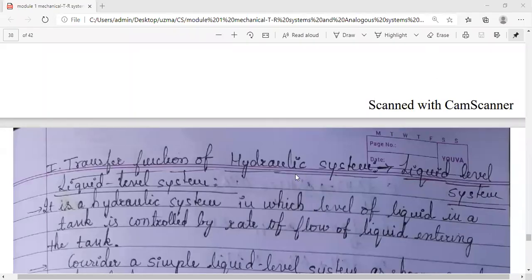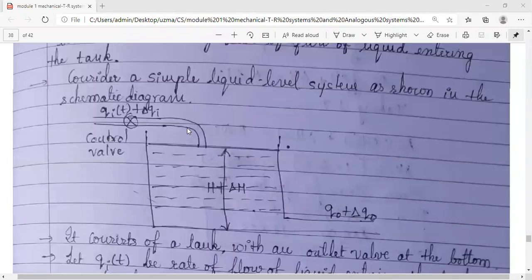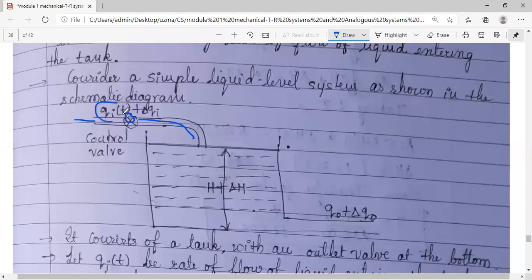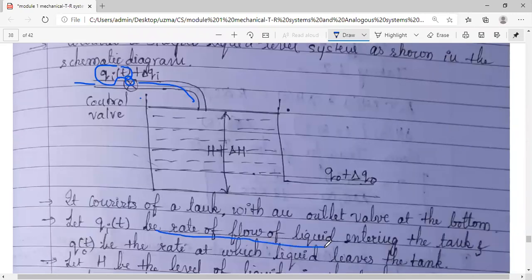In the previous session, we have seen some introduction about how to find the transfer function of a hydraulic system. For example, we have taken the liquid level system, that is your water tank level. This was the schematic shown. Here, there is a valve and we have an inlet through which liquid, that is water, will get in. Qi indicates the rate of flow of the liquid which enters the tank.